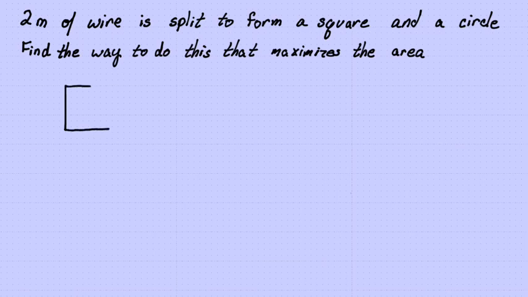So we have a square that we formed and a circle that we formed. The perimeter has to be 2 meters. It says that it's a square.